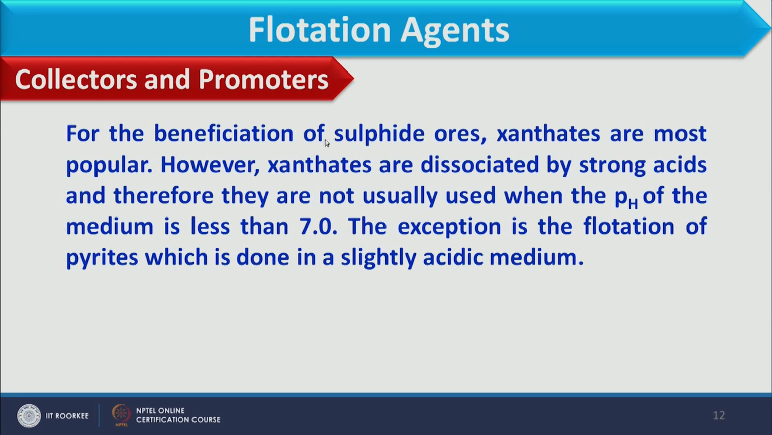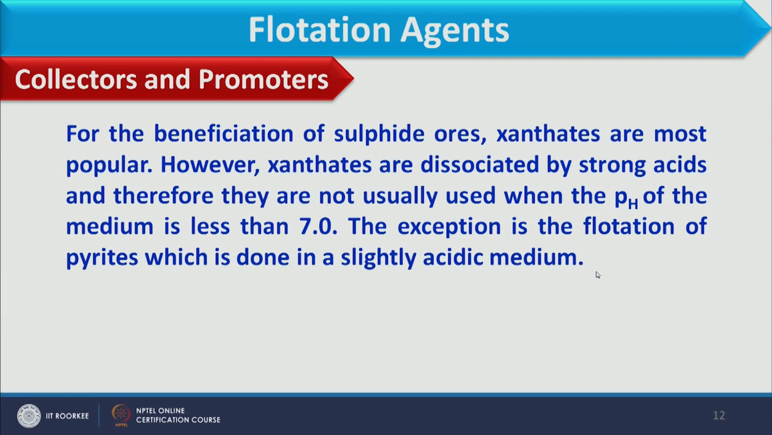So, when this compound, sodium xanthate, comes into contact with the solid, the ONa group will be at the innermost, and the R group should be at the outermost level, because it makes the whole compound water repellent. Further, for the beneficiation of sulphide ore, xanthates are most popular. So, when we have to recover sulphide ore, we should use xanthates. However, xanthates are dissociated by strong acids and therefore they are not usually used when the pH of the medium is less than 7.